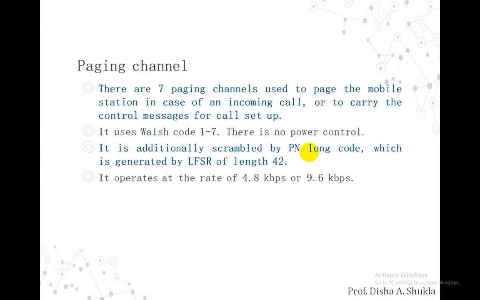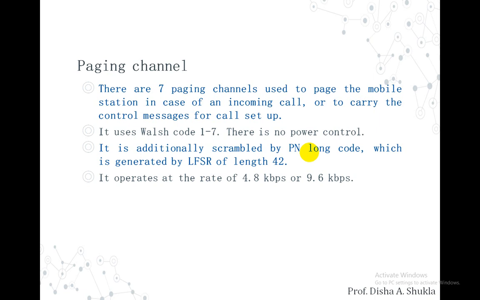The next is the paging channel. There are 7 paging channels that are used to page the mobile station in case of an incoming call or to carry the control message for a call setup. It uses Walsh code 127 and there is no power control.